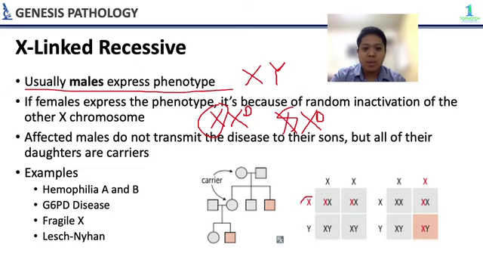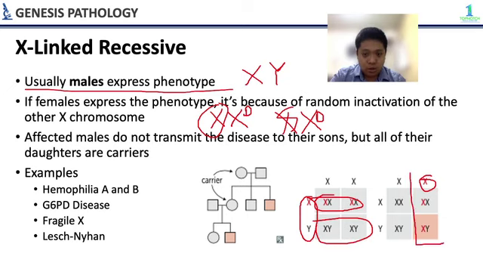So, for example, there is an affected male. Since he only gives his Y to his sons, they are normal. However, all of his daughters are carriers. Okay? But if the female is the carrier of the affected X, then 50% of her daughters will be carriers and 50% of her sons will express. Examples are hemophilia, G6PD, Fragile X, and Lesch-Nyhan syndrome.